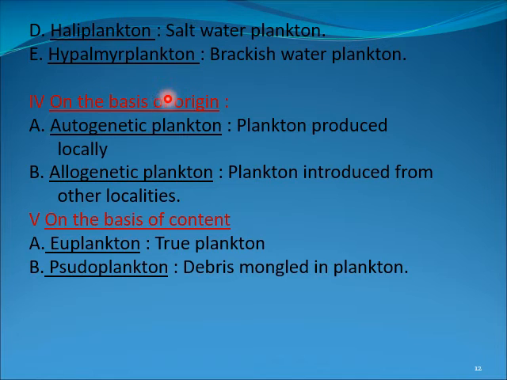On the basis of origin: autogenic plankton originate and live in the same water body. Allogenic plankton are carried by water currents, drifting water, springs and rivers from one place to another. They migrate from one place to another and are known as allogenic. They originate somewhere else and are found somewhere else.